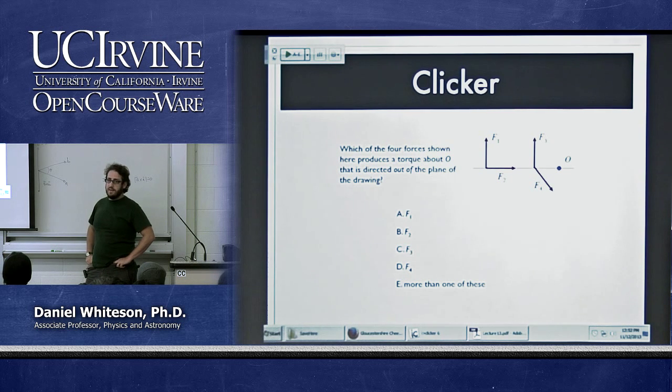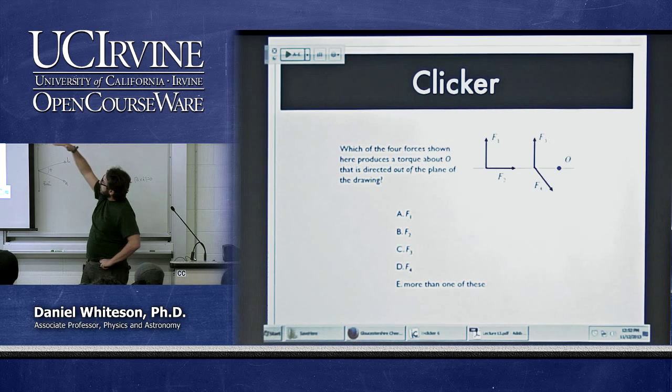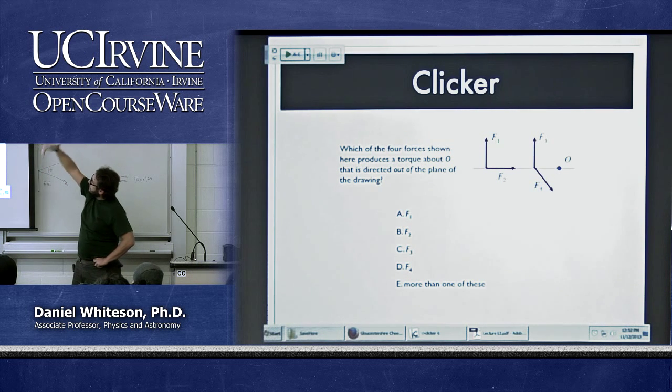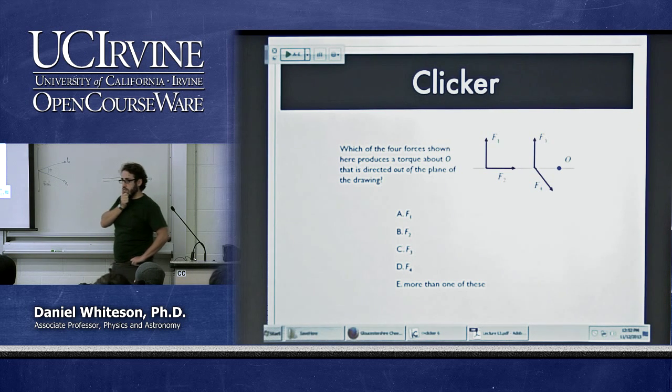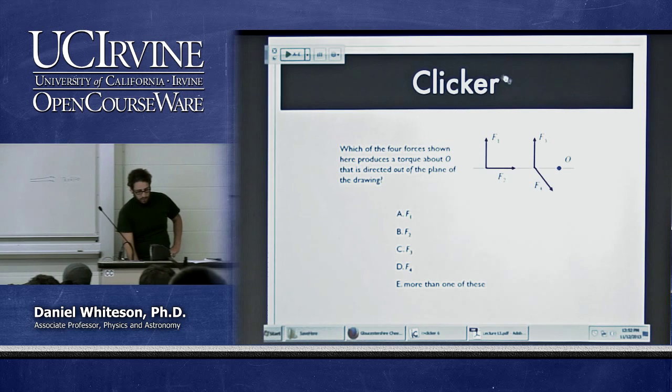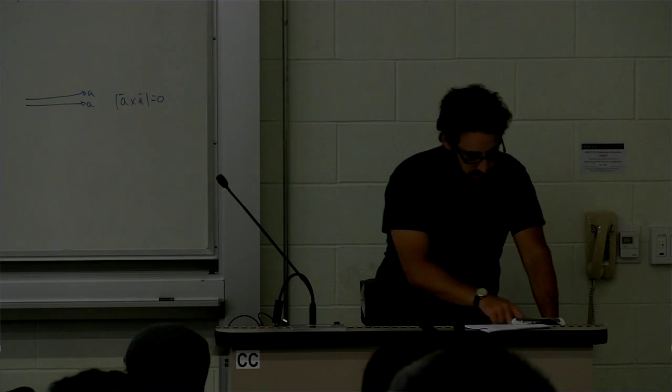All right, you guys already got that. So then it's just a question of the direction. R goes from O to the point of action, right? And then F4 is down. So my right hand says it's towards you guys. Okay, so I agree it's F4, D. Disagreements? No? Okay. All right.